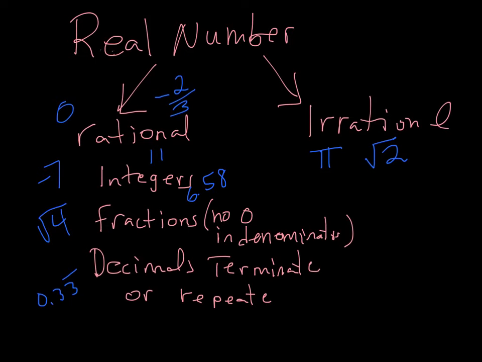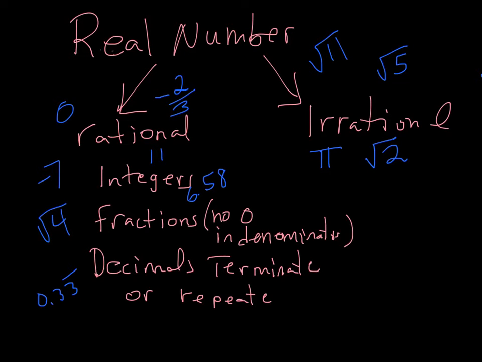2 is not a perfect square, so that answer will be irrational, and that goes for anything. The square root of any other non-perfect square: square root of 5, square root of 11. We could go on all day like that.